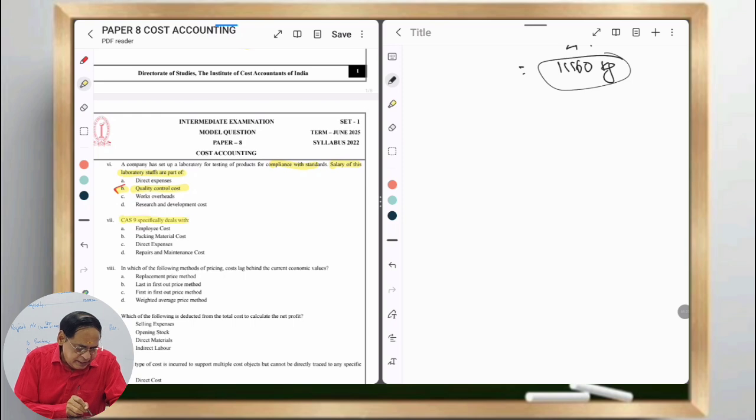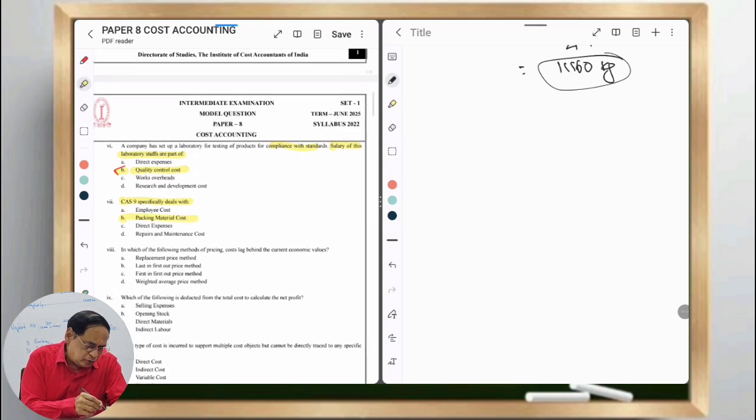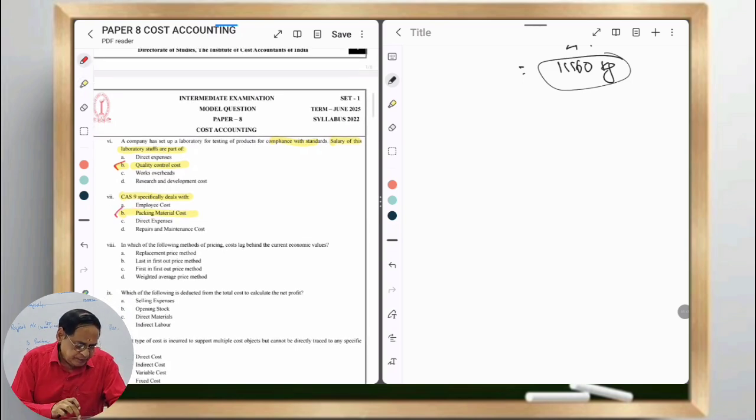And then, CAS specifically deals with cost accounting standards. CAS specifically deals with employee cost, packing material cost, direct expenses, repairs and maintenance. So packing material cost is the correct answer because CAS deals with packing material cost. So answer B is the correct answer. Make note of it.